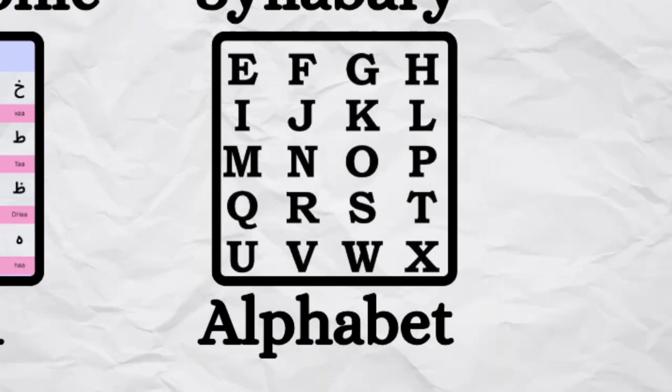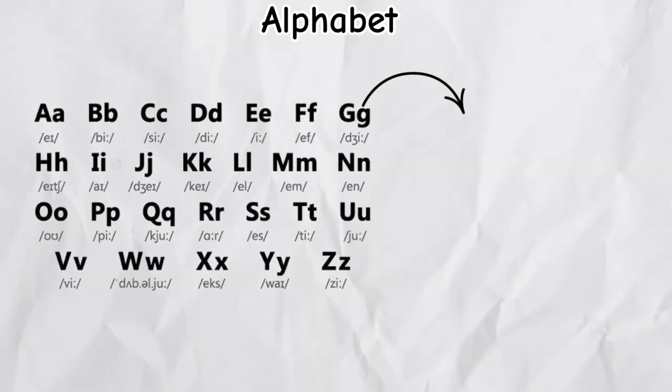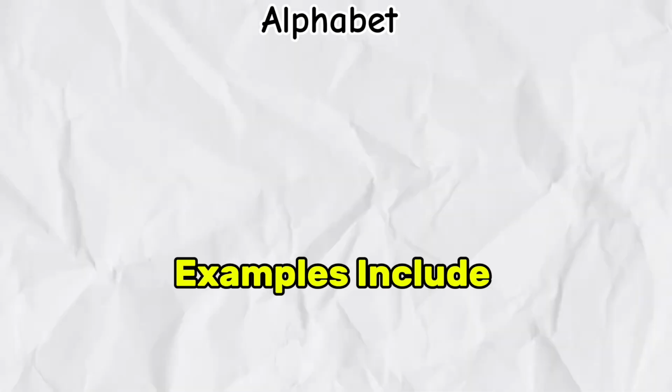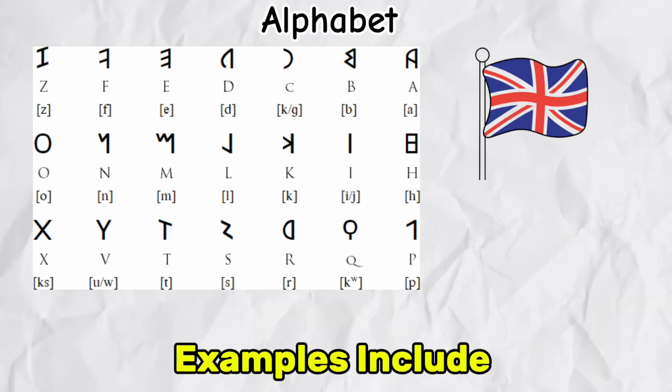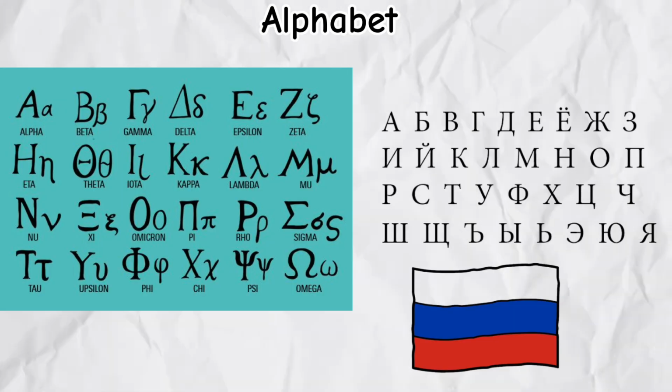Alphabet systems. An alphabet is a system where each letter represents a single sound, such as a consonant or vowel. Examples include the Latin alphabet used in English and Spanish, the Greek alphabet, and the Cyrillic script used in Russian.